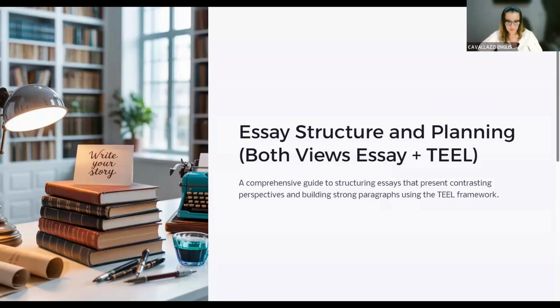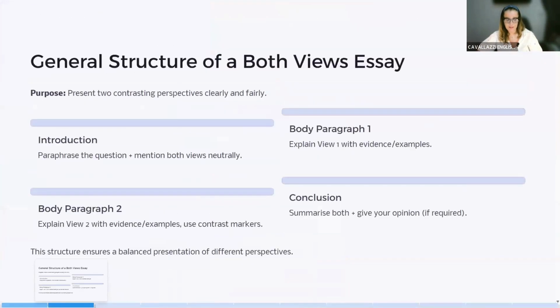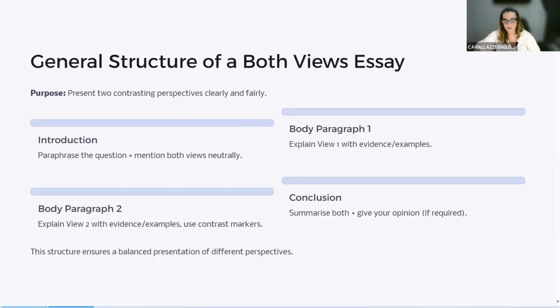Before writing, you need to plan, obviously. And this planning goes with a neutral introduction, right? One paragraph for each point of view. Without planning, the text becomes a list of ideas. So it's important to plan, guys. So one paragraph for each point of view and a neutral introduction.